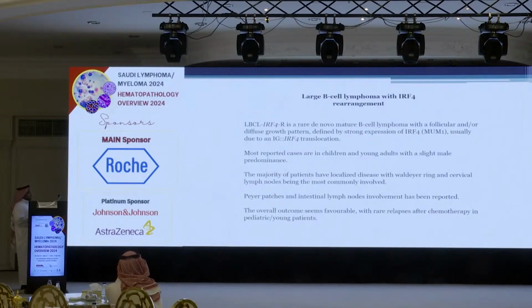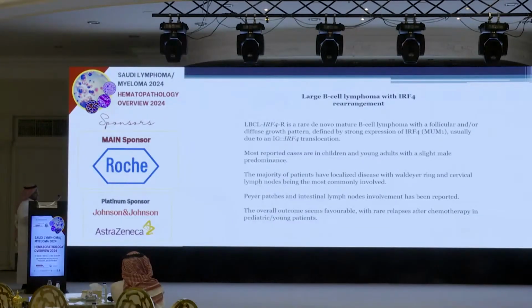The next topic I will talk about is large B-cell lymphoma with IRF4 gene rearrangement. This one used to be in the WHO 2016 as a subtype of follicular lymphoma. In the WHO 2022, this one has been shifted from follicular lymphoma to large B-cell lymphoma. It is a rare de novo mature B-cell lymphoma with follicular, diffuse, or mixed growth pattern. And the defining molecular feature for this entity is the IRF4 gene rearrangement.